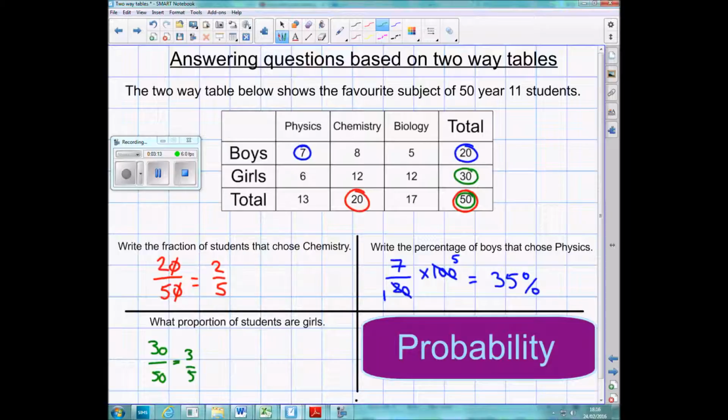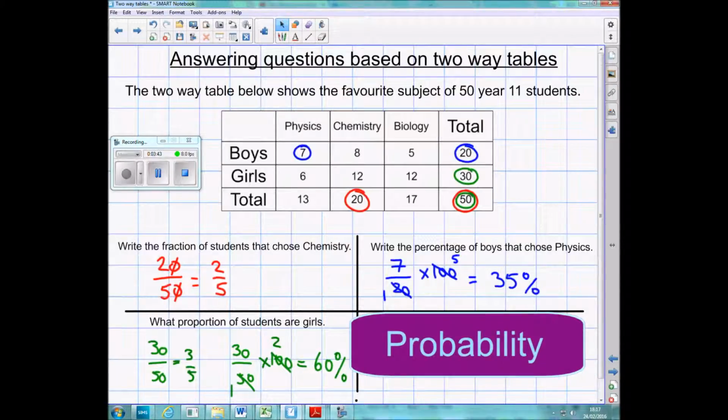write it as a percentage by doing 30 out of 50 out of 100 out of 50 and times it by 100. Dividing the 100 and the 50 by 50, we get 1 and 2, which gives us a percentage of 60%.